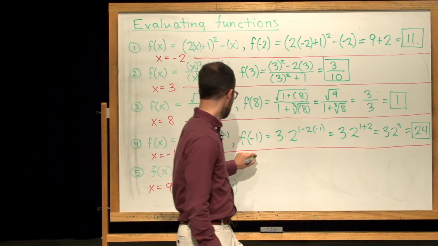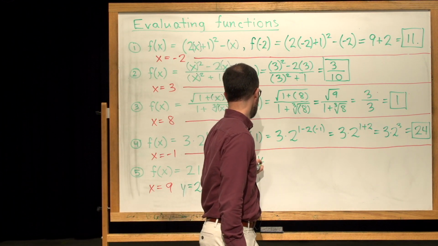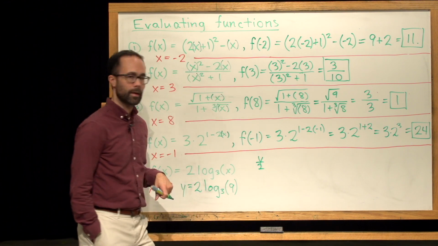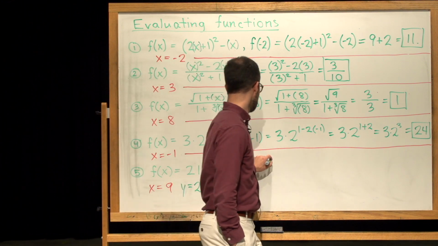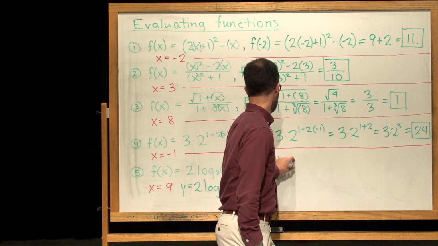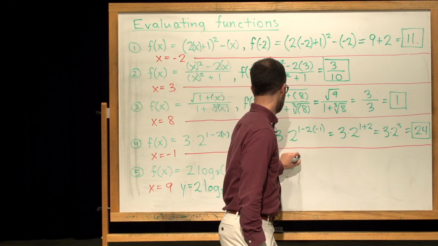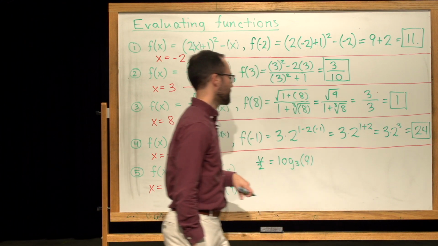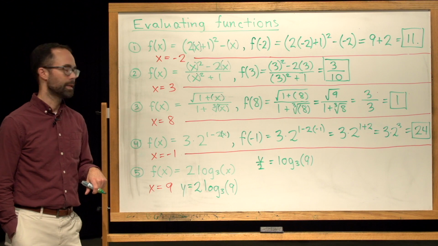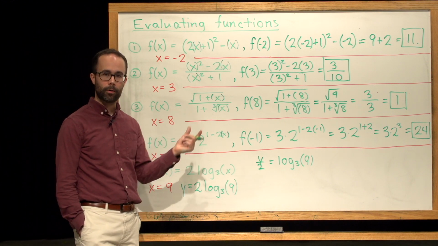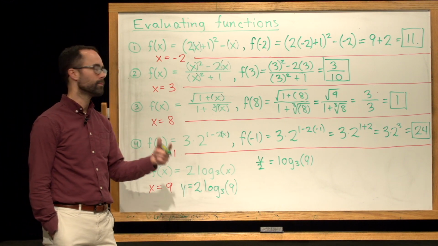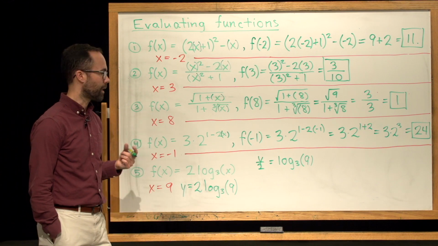So if I do that over here on the right, I'll take y divided by 2. I've divided that 2 over. That's equal to the logarithm of 9. So log base 3 of 9. And that's all I mean by isolating. That logarithm is on the right side of the equation, on its own. Everything else is on the left.